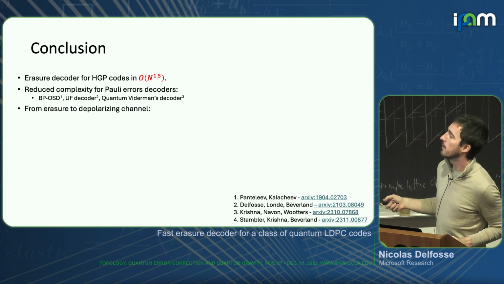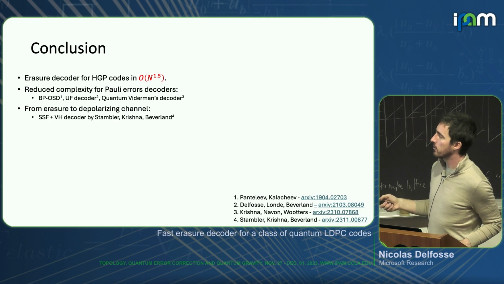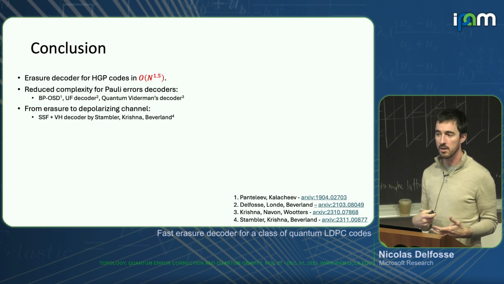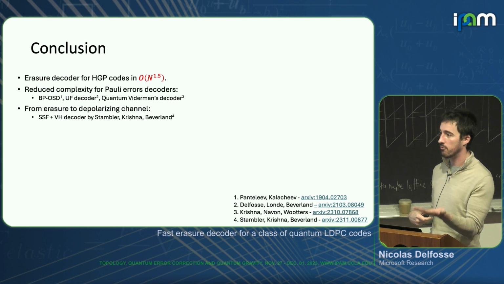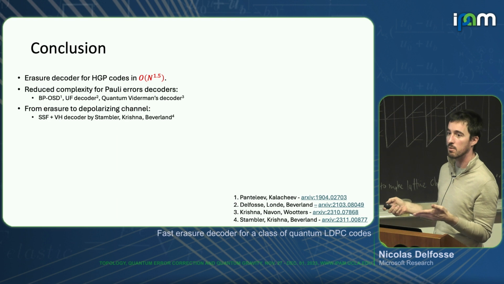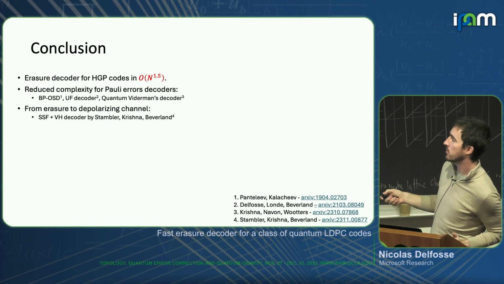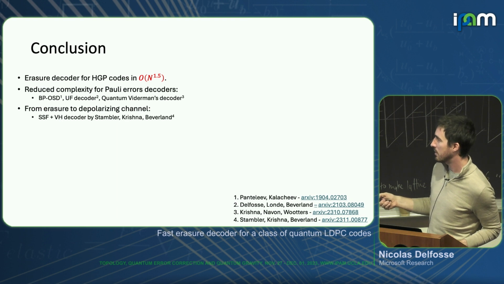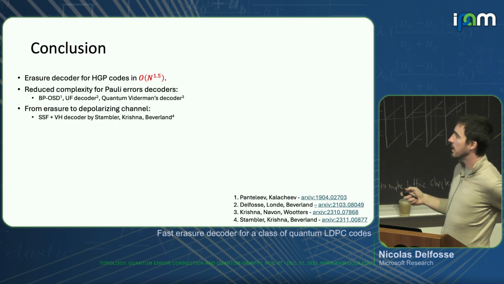And another thing, we can go from erasure to depolarizing channel. Just like we saw in the classical setting, the ideas that we designed for the erasure channel last year are actually working in the bit flip channel. And this is another recent work from some of the same people, Stembler, Krishna, and Beverlen.